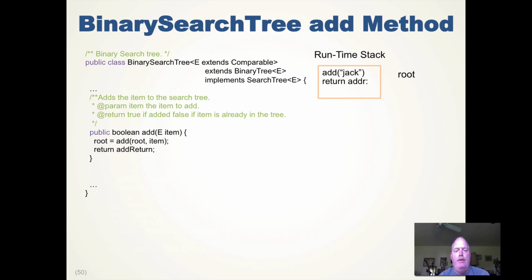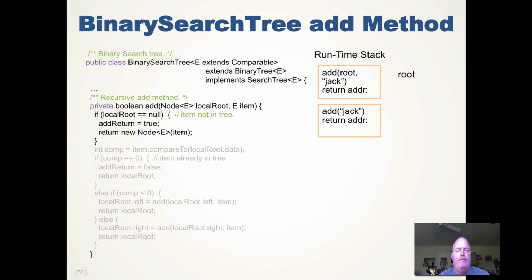So we call the add method with Jack, and this is a string binary search tree. The add method calls a recursive helper method to do the work of traversing the tree, finding the right place in the tree, and adding the item to the tree. The add return is a boolean, but the root is a node, so the recursive helper method is going to return a node item, and we're going to assign it to root. I'll show you that next.